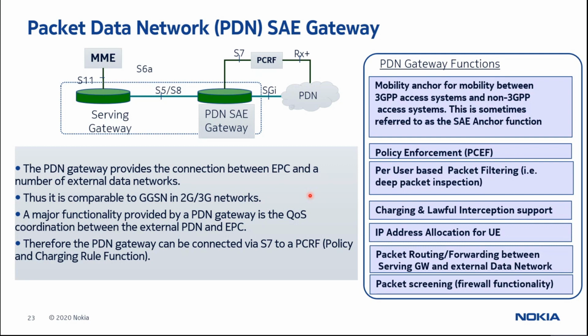So QoS is a very important aspect of the core network, and PCRF is responsible for designing those quality of service requirements, and PDN gateway is more or less like an implementer. So PCRF is like a manager, and you can visualize PDN gateway as an implementer or an enforcing function. So policy enforcement is done by the PDN gateway, and these policies are designed in PCRF.